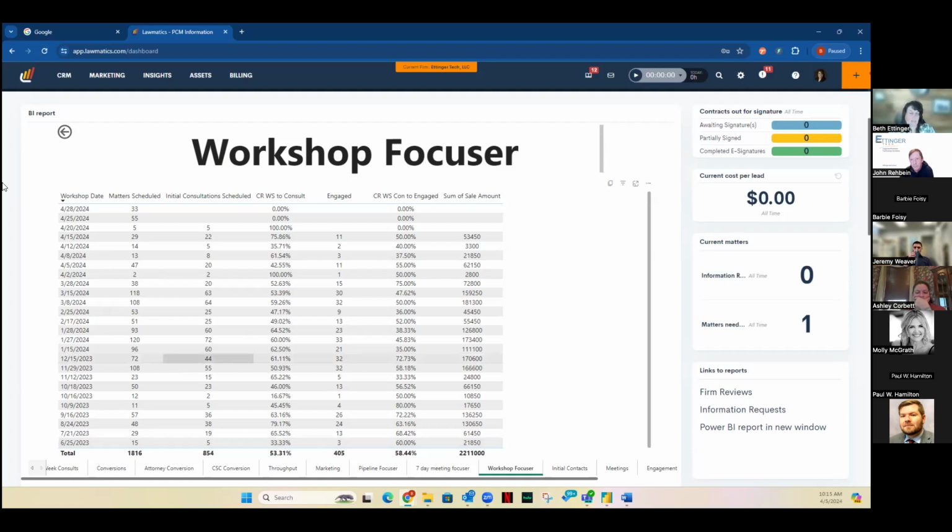I want to jump out for a minute and show you something. We have all of these workshops scheduled in the future, and you'll see there are initial consultations scheduled. So this is our client services doing an excellent job of booking them into a workshop and scheduling the consultation right away, so that they're already on there and part of that work is already done.